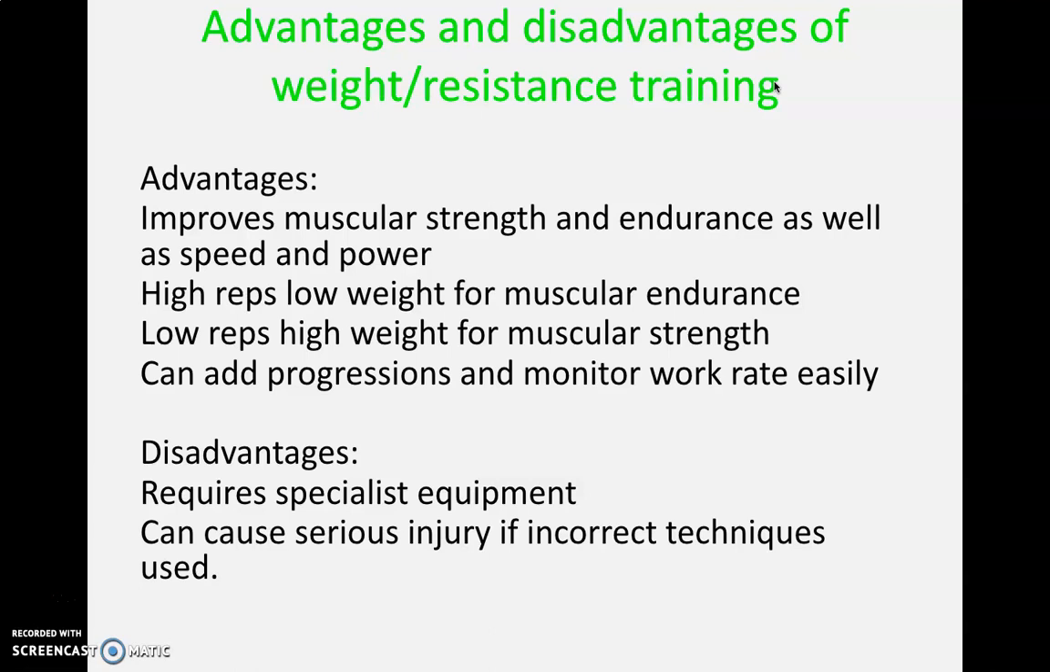And that's all the methods of training covered. So we've looked at what they are, who uses them in what sports, and then the advantages and disadvantages of each method of training. So hopefully that was helpful.